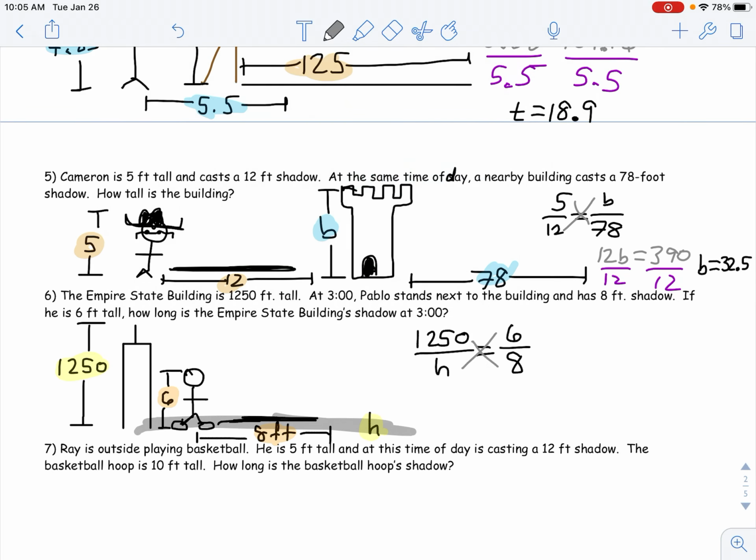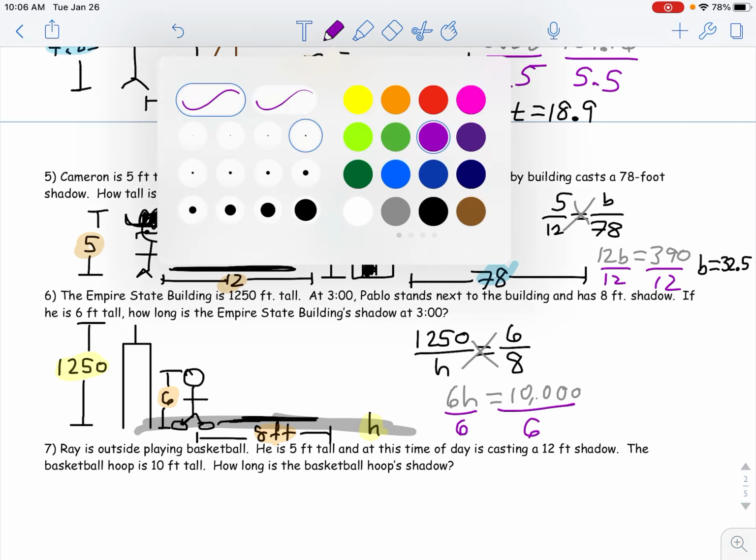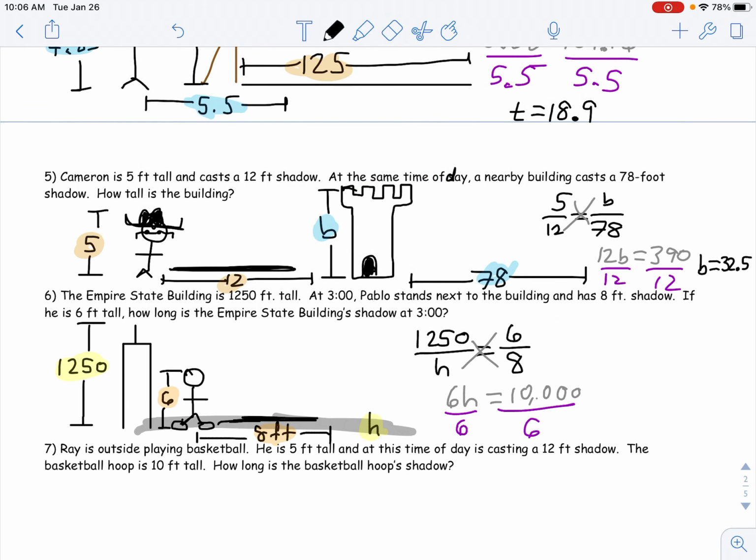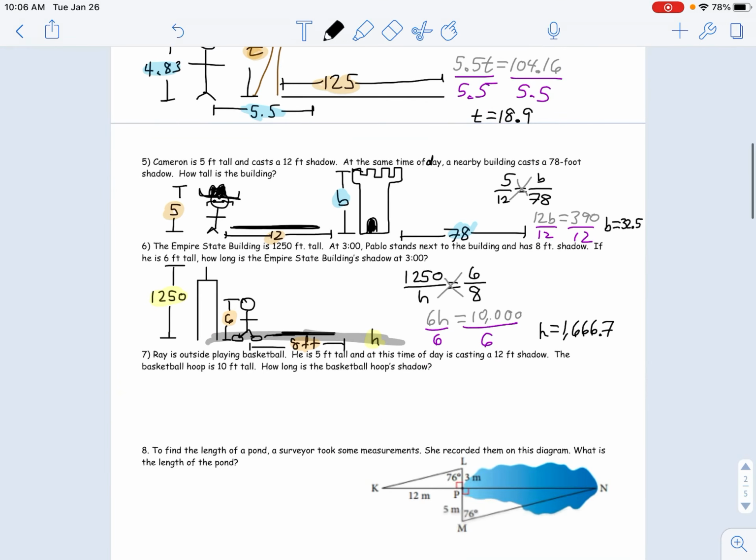Nonetheless, just cross multiply. We're going to get 6H equals 1,250 times 8, which is 10,000. Divide both sides by 6. And the shadow of the Empire State Building will be 1,666.7 feet long. Cool.